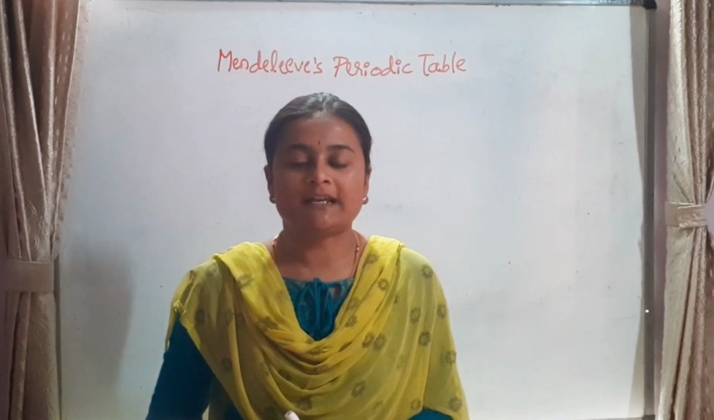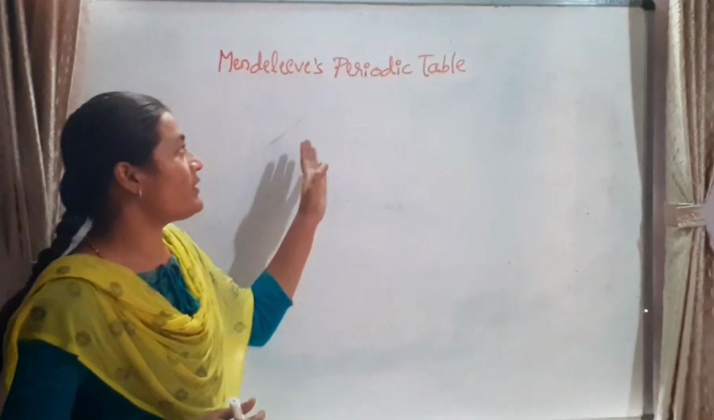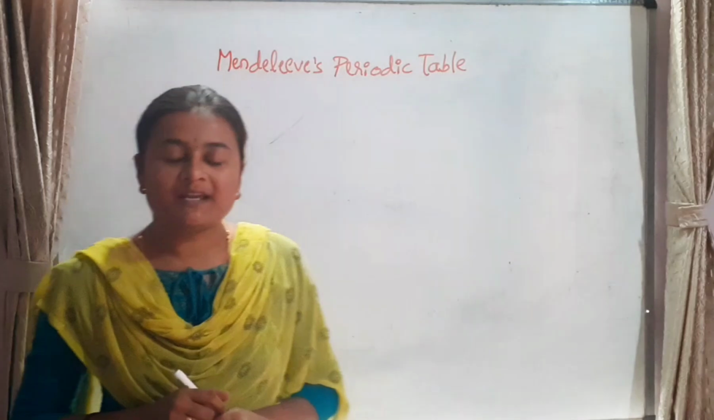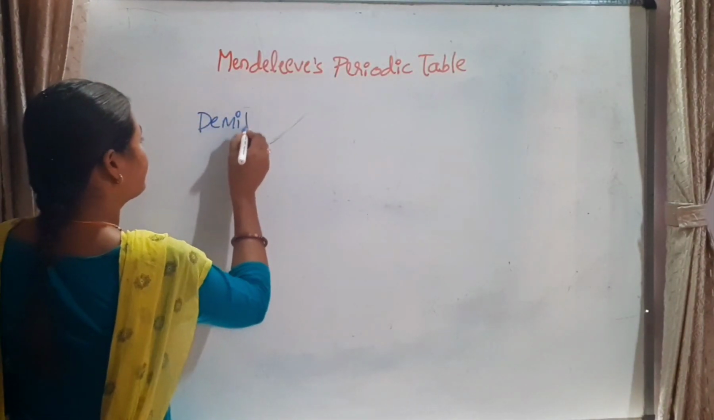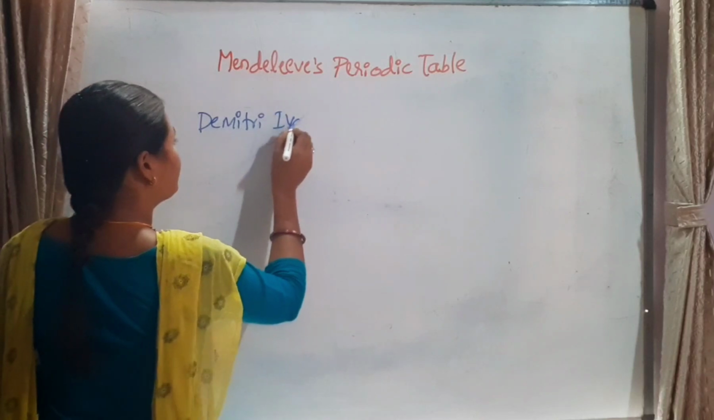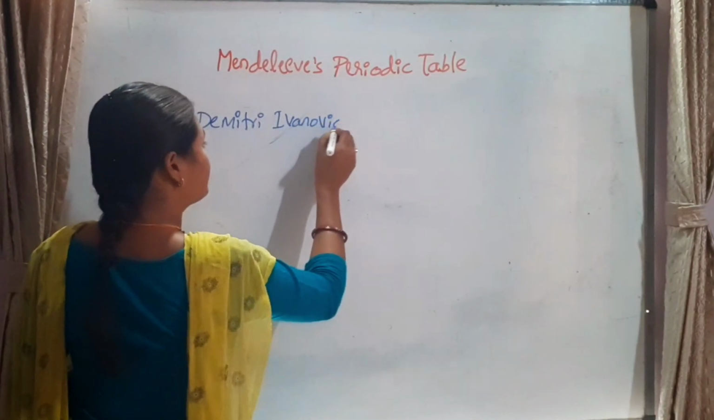We will continue with the next classification, that is Mendeleev's periodic table. The scientist's name is Dmitry Ivanovich Mendeleev.